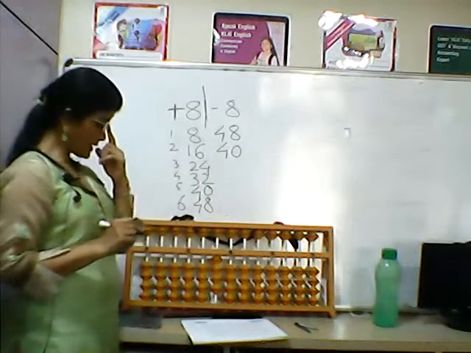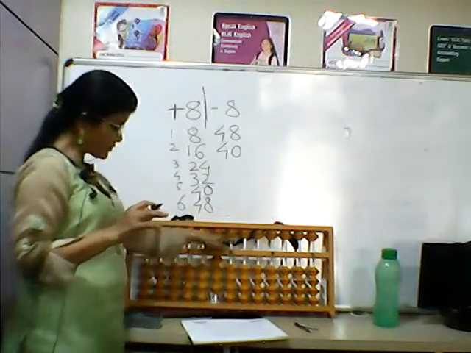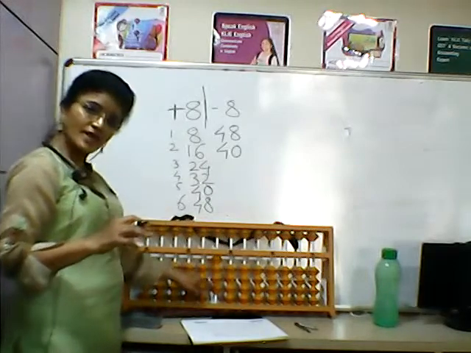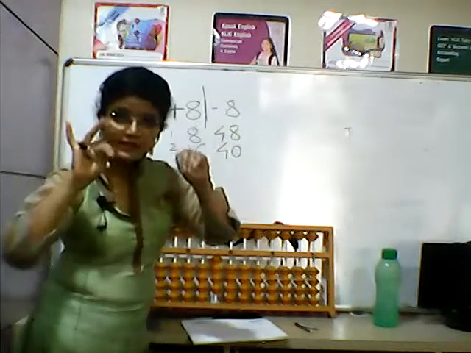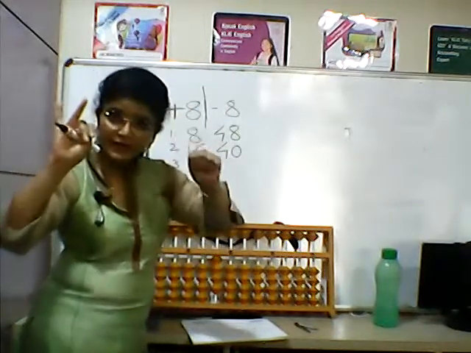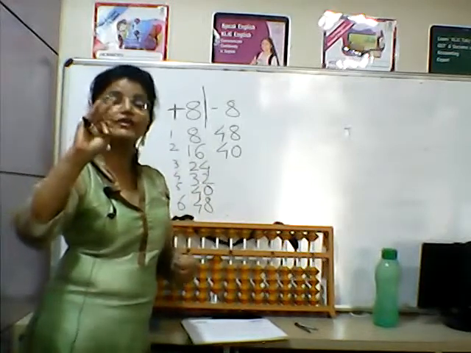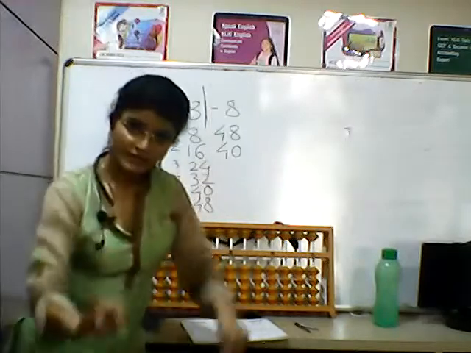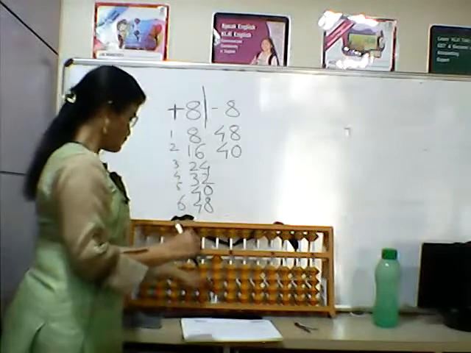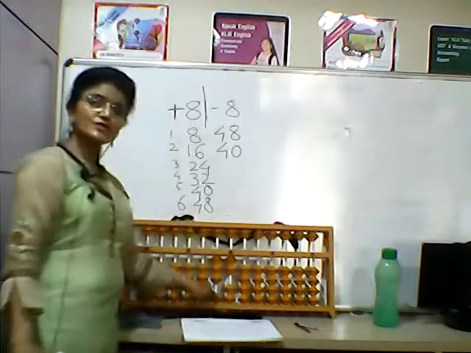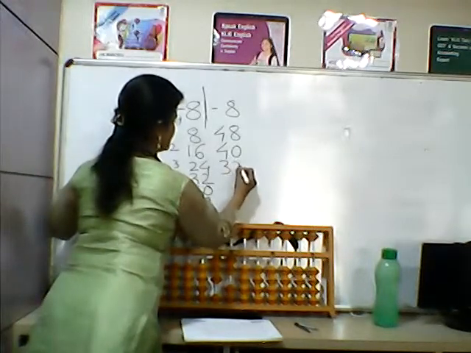Now again minus 8. Can you do minus 8 directly? No. Can you do minus 10? Yes. So take the help of 10. Show minus 8. 8 ka friend plus 2. Minus 10 plus 2. That is 32.